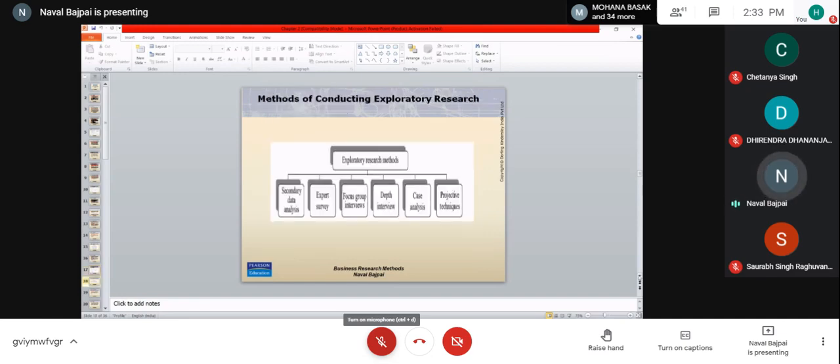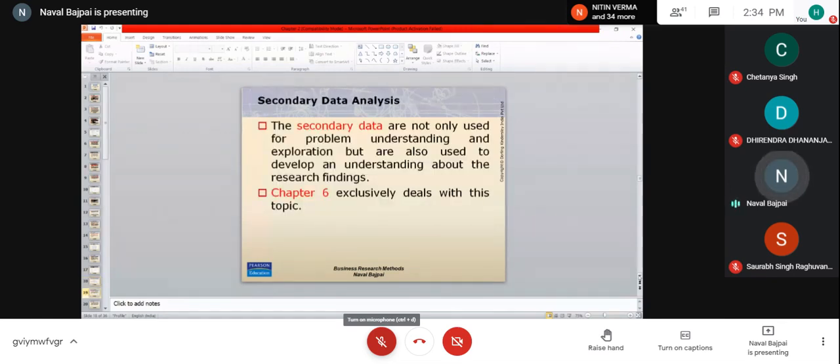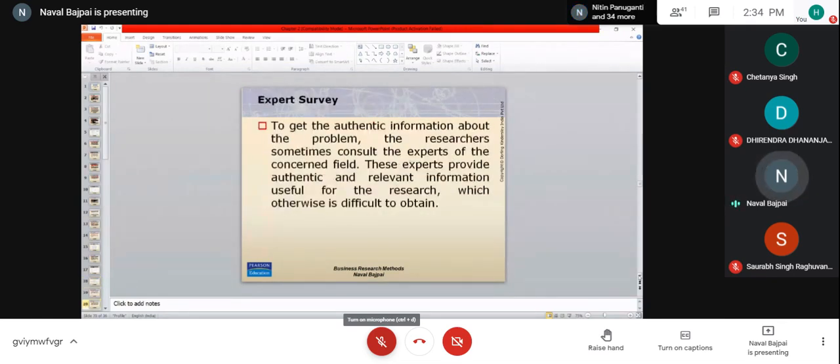Now exploratory research includes secondary data analysis, which is chapter number 6 of the book, expert survey, focus group interviews, depth interviews, case analysis, what you take up as the case study in management education, and projective techniques. In an expert survey, we talk to experts. Suppose my research is based on the automobile industry, and I wish to talk to an expert of the automobile industry. I'll be talking to these people to make my understanding clearer.